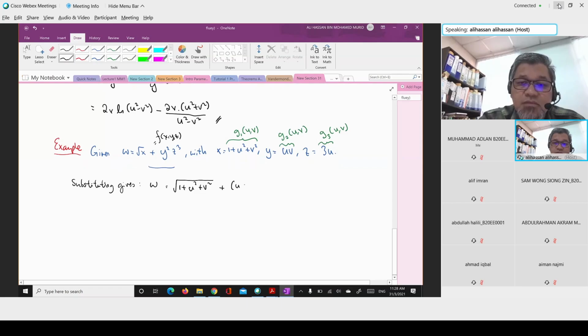So theoretically, there exist w partial u and w partial v. We can determine w partial u and w partial v directly from the expression for w in terms of u and v. Okay, let's try. Let's apply the chain rule.